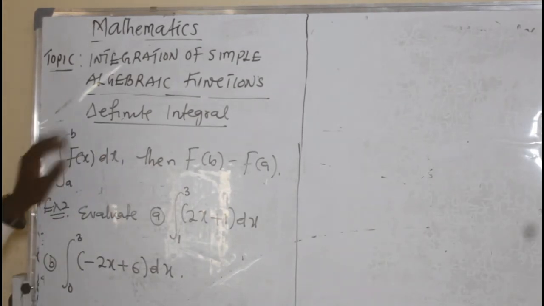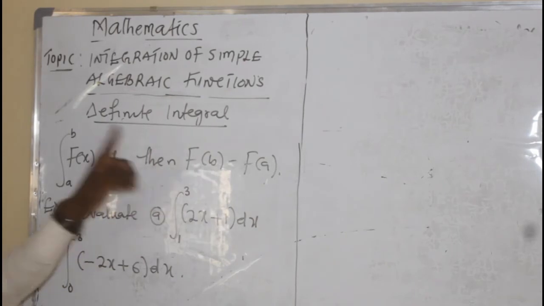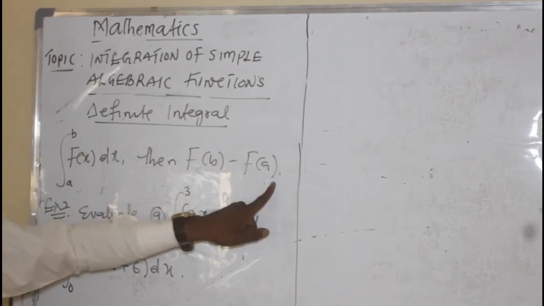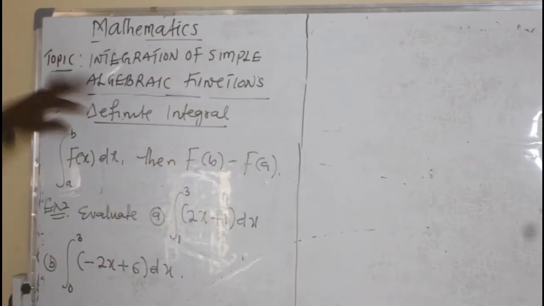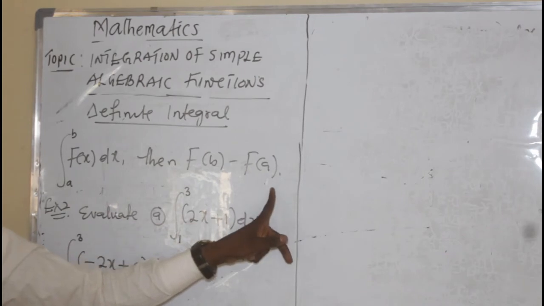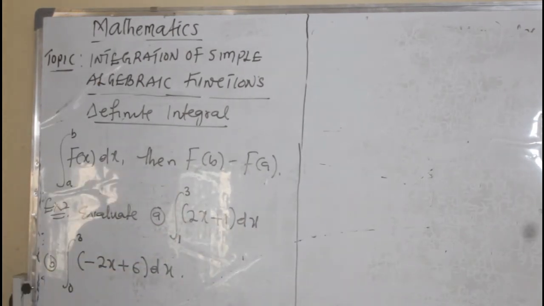After you find the integration, you now substitute the limits as f of b minus f of a. That is f of upper limit minus f of lower limit. After you finish your integration, you now put in your limits. Example now.